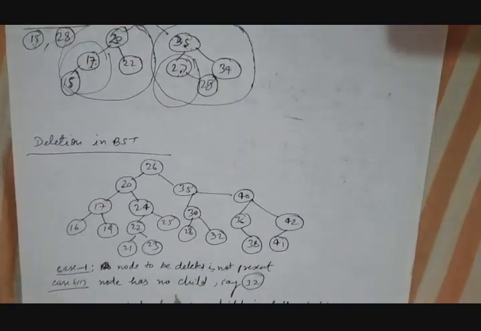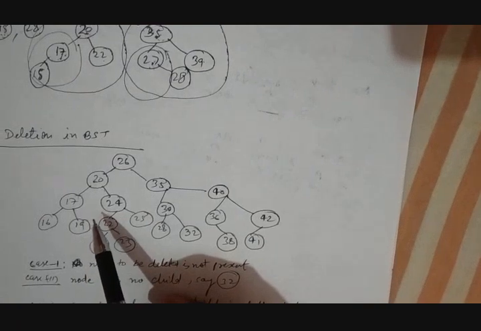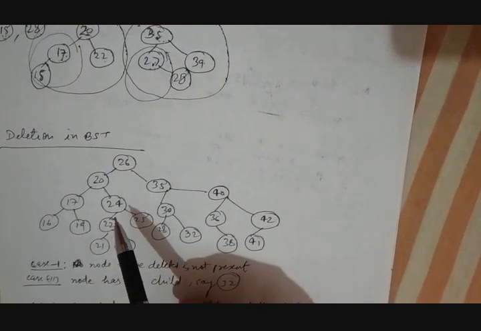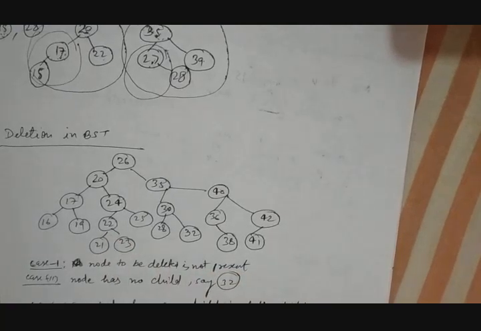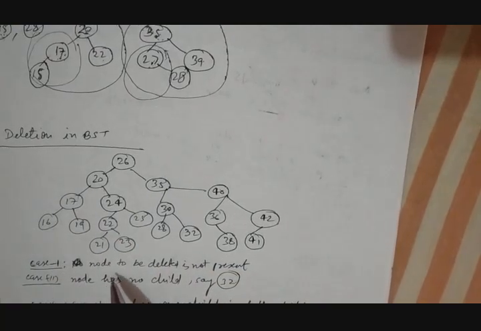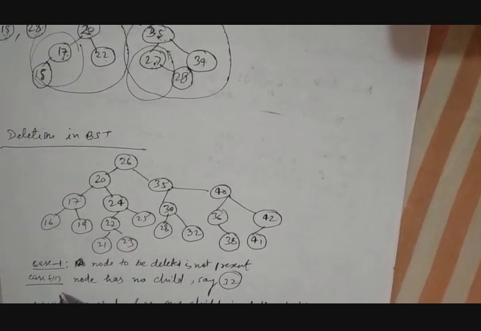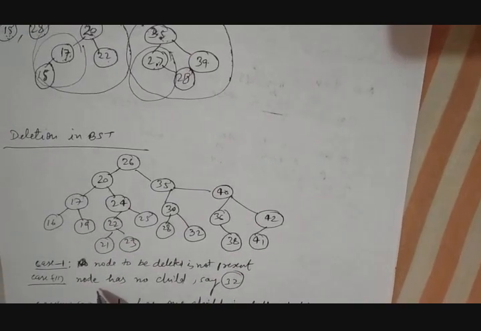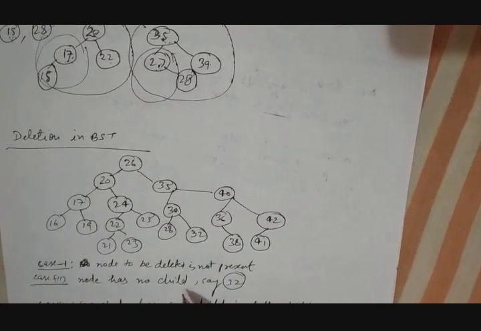Now we have to discuss how we can delete a node from the binary search tree. For that there are basically 4 cases. The first case is what? We want to delete a node that is not present in the binary search tree. The second case is the node which we want to delete has no child nodes.